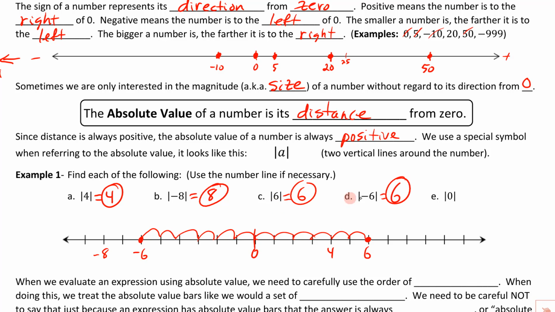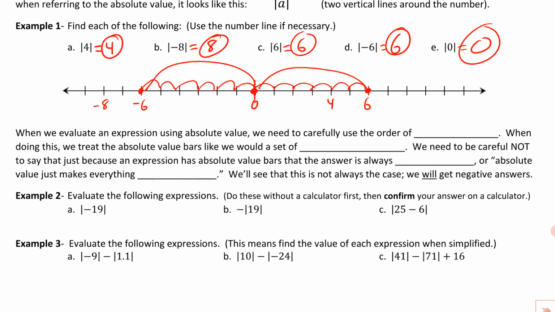So both 6 and negative 6 have an absolute value of 6. They're both 6 units from 0. This distance right here is equal to this distance right here. And then the last one's kind of an interesting question. What is the absolute value of 0? Okay, so if 0 is right there, it's asking how far is 0 from 0? Well, that is 0. It's right on 0. It hasn't moved at all. So its distance from 0 is 0.